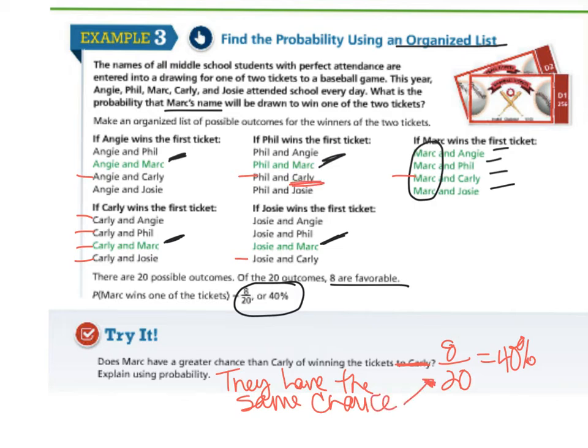So you can see Carly, 1, 2, 3, 4 places on the individual list. And then here's Carly listed 4 times as the first ticket winner.